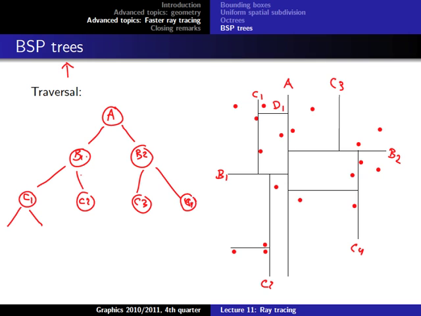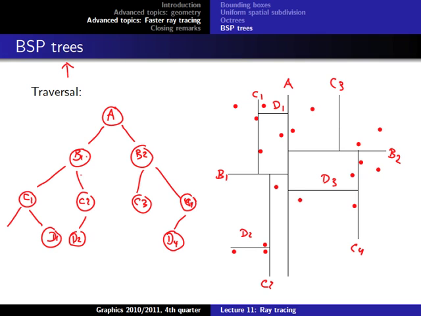Let's call it D1, and that one is D2 then, and that one is D3. So we get here the splitting line D1. For C2 we see we get a splitting line D2. For C3 we get nothing, and for C4 we get a splitting line to the left, D4.